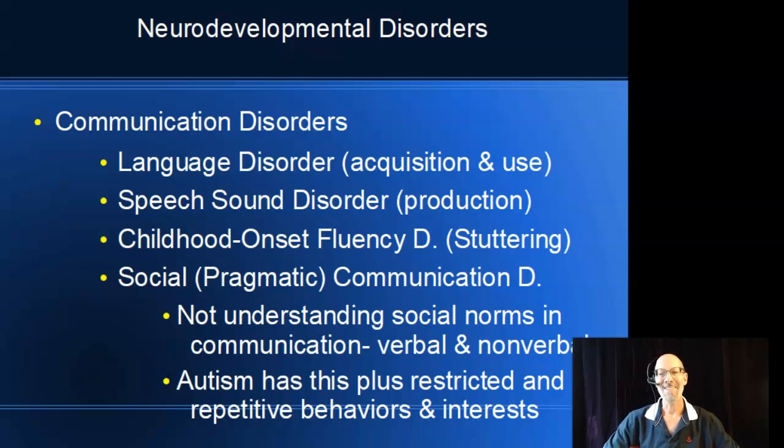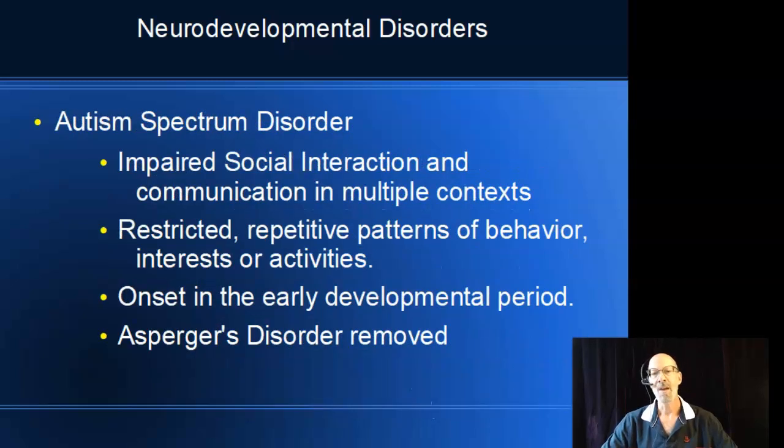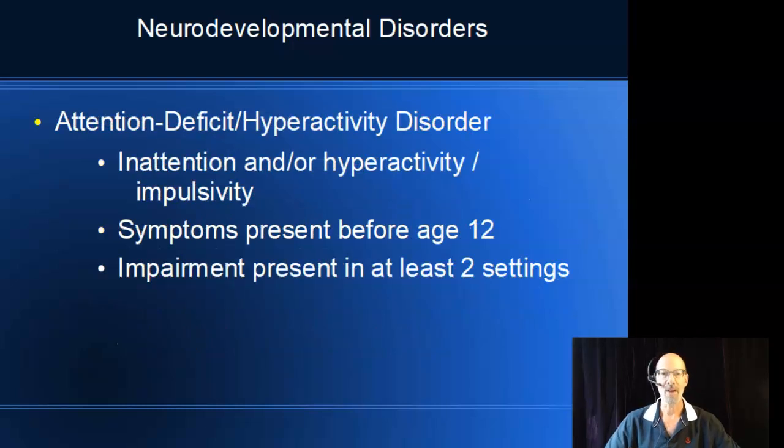Autism has this communication piece plus the restricted and repetitive behaviors and interests piece. Autism spectrum disorder, the impaired social interaction and communication in multiple contexts, restricted repetitive patterns of behavior, interests, or activities, onset in the early developmental period, and of course, Asperger's has been removed from the DSM-5.